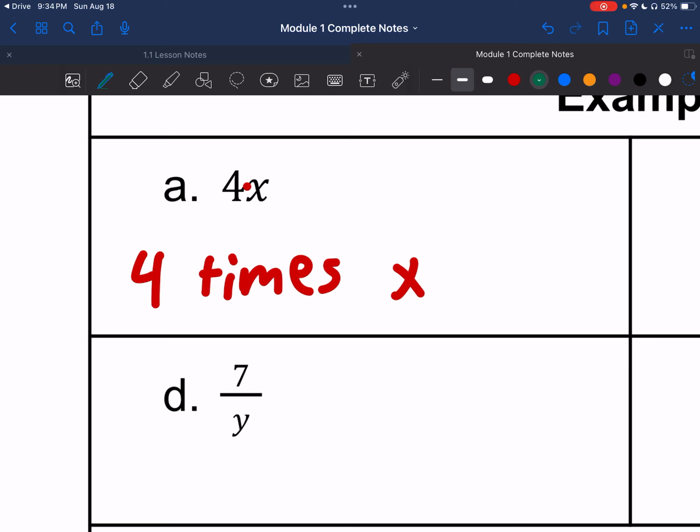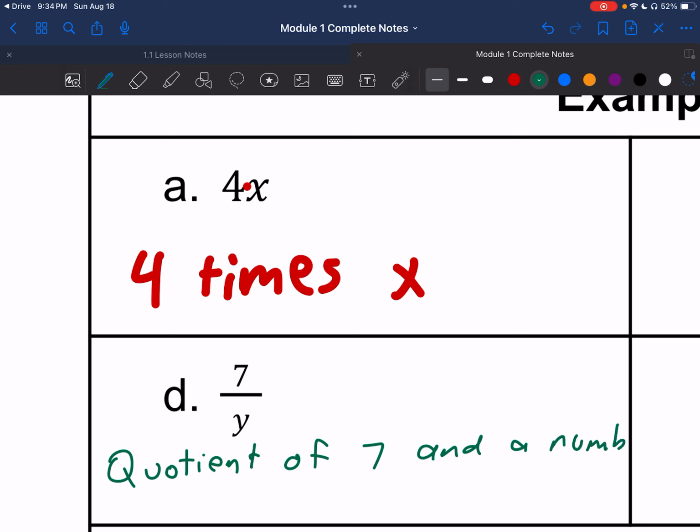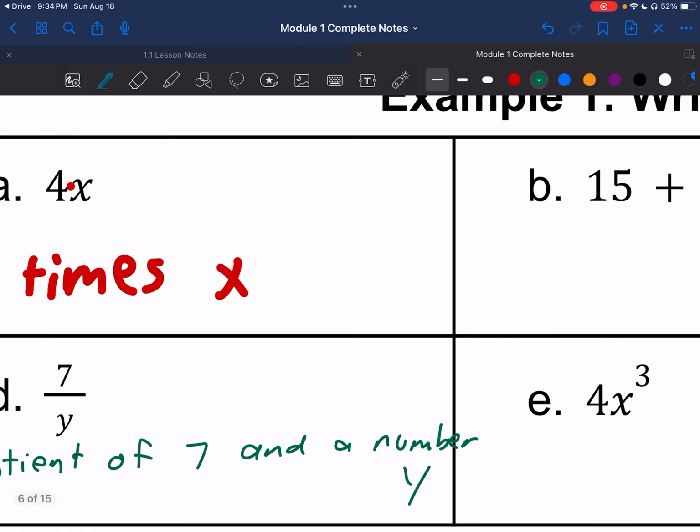Letter D, we've got division, so we could say the quotient of 7 and a number y. We'll specify that the variable is y. Do you have to say and a number y, or could you just say and y? And y would be perfectly acceptable as well.